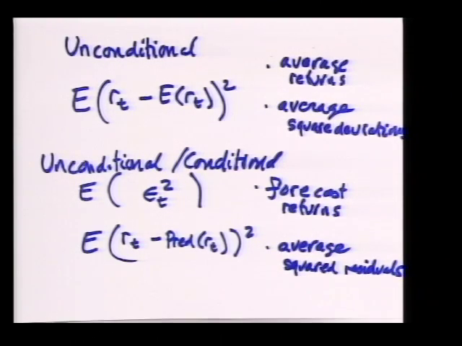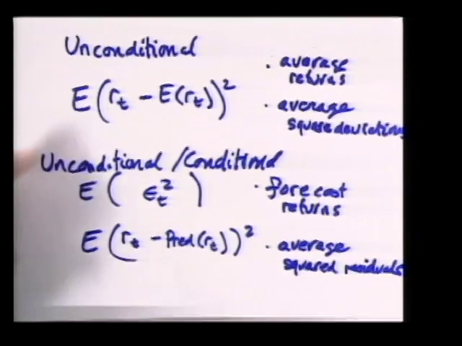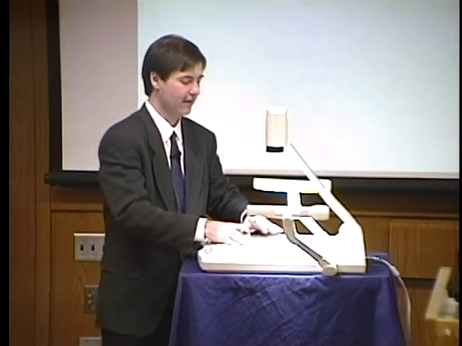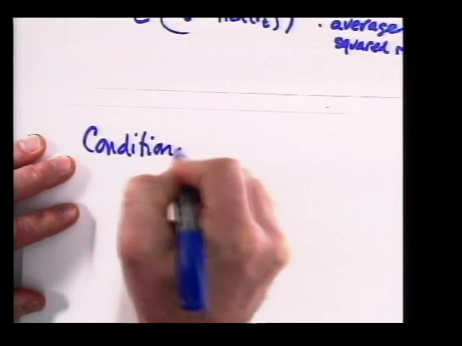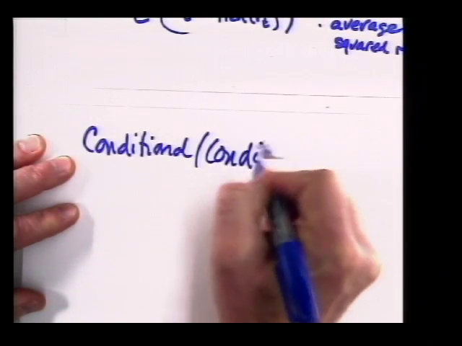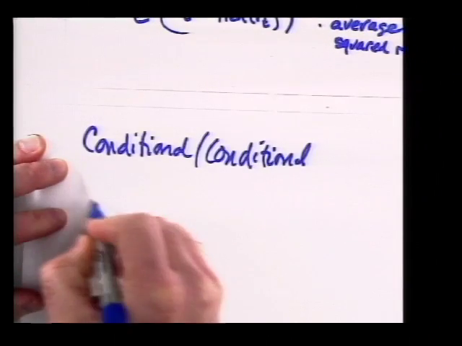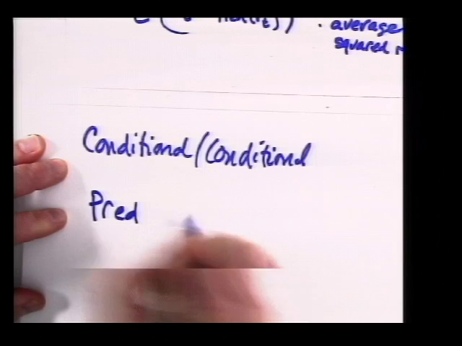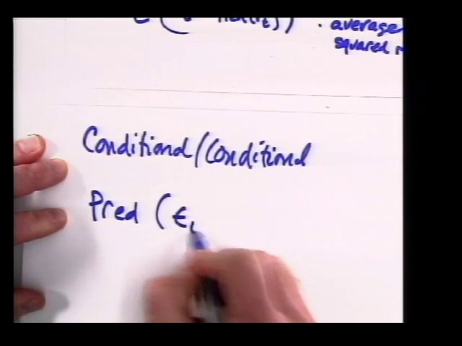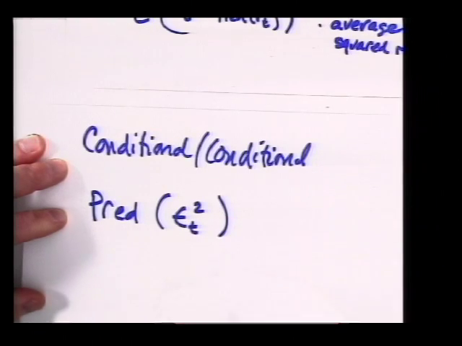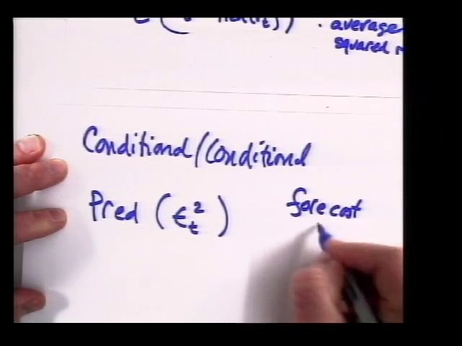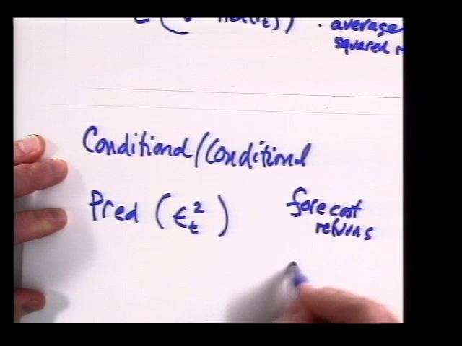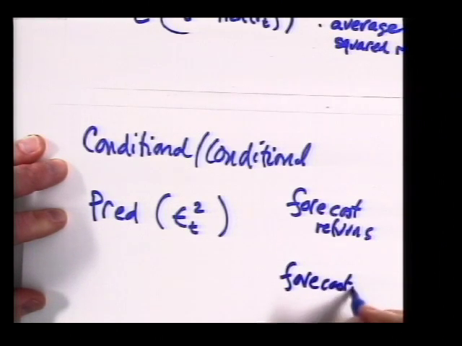And if we've got predictability in the variances, then we can have conditional, where we predict the epsilon t squared. That means we're forecasting returns, and we are forecasting the squared residuals.